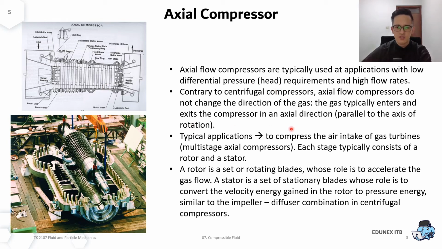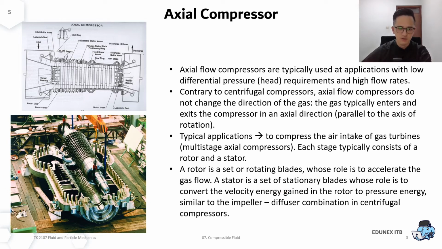A typical application is to compress the air intake of a gas turbine. It could be used as a multi-stage axial compressor, let's say from 1 bar to 4 bar and then next to 16 bar. That means that's 2 stages of compressors, and each stage typically consists of a rotor and a stator. A rotor is a set of rotating blades whose role is to accelerate the gas flow. A stator is a set of stationary blades whose role is to convert the velocity energy gained in the rotor to pressure energy. So it is similar to the impeller and diffuser combination in the centrifugal compressor.